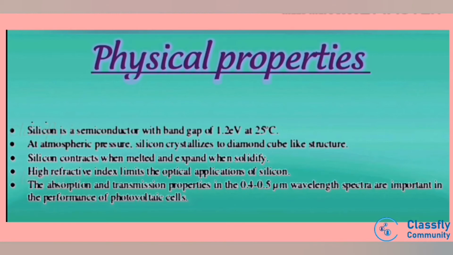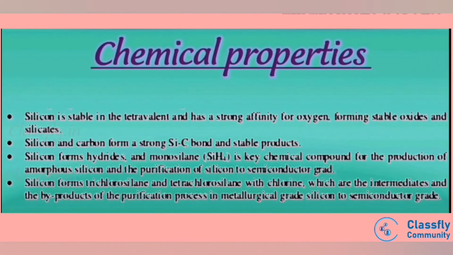Fourth point is that the high refractive index limits the optical application of silicon. Fifth point is that the absorption and transmission properties in the 0.4 to 0.5 micrometer wavelength spectra are important in the performance of photovoltaic cells. Next we move on to the chemical properties relevant to the photovoltaic cell.